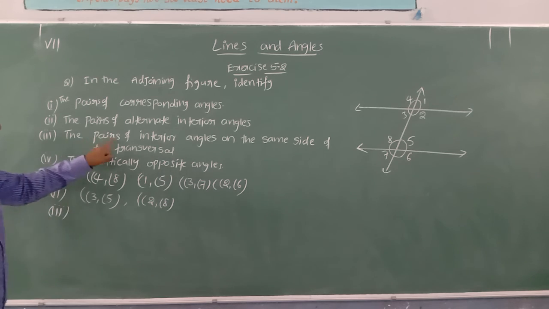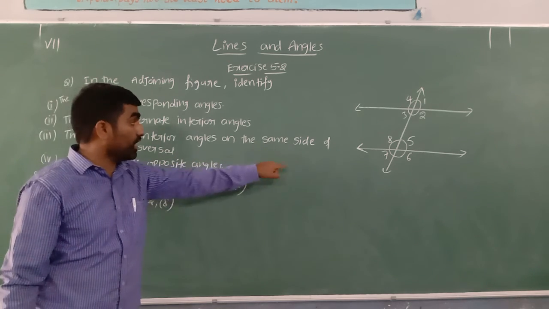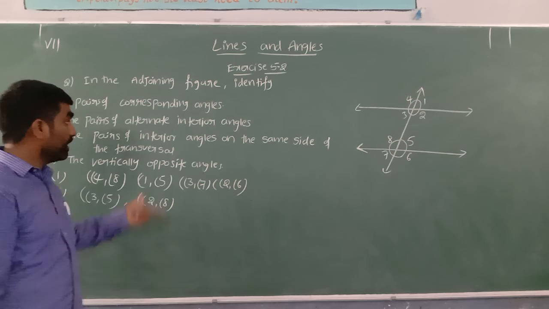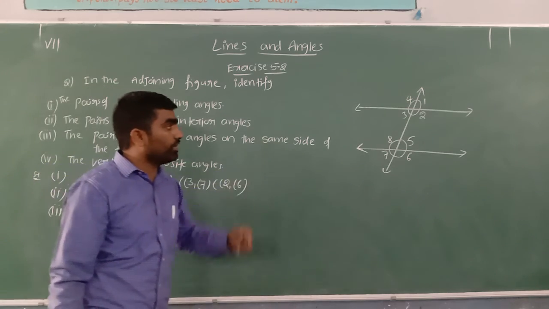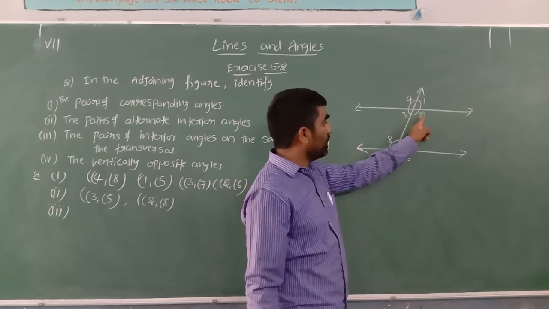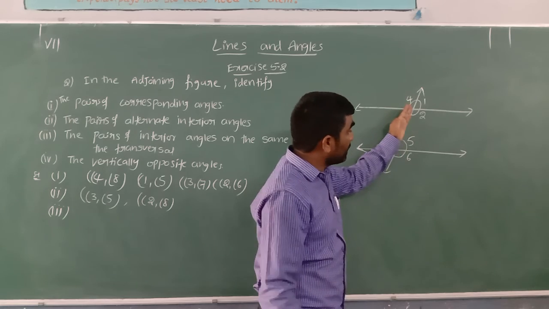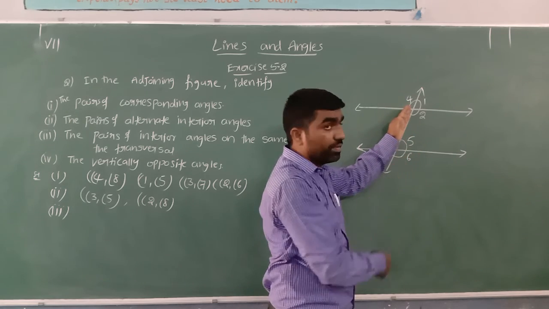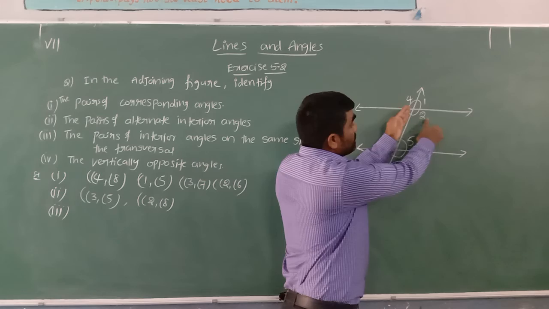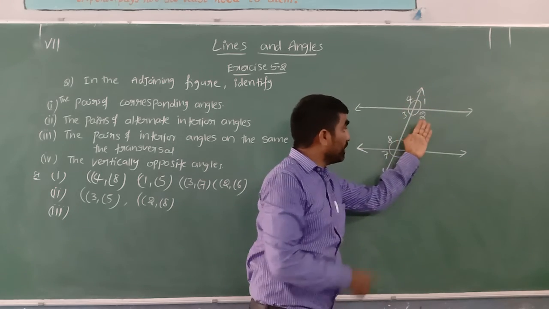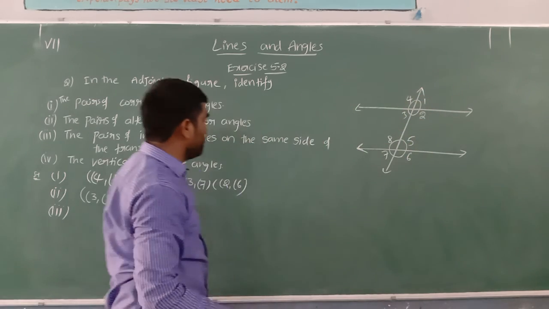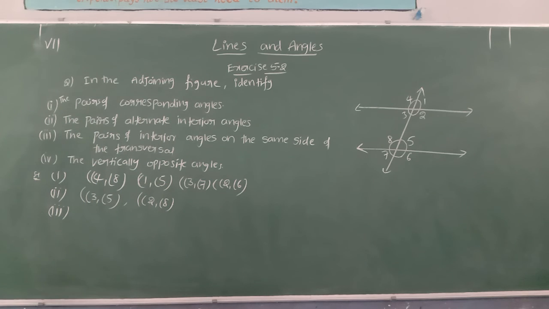The third bit, see here: the pair of interior angles on the same side of the transversal. Interior, same side of the transversal: interior angles 3, 2, 5, 8. Angle 2, angle 5 are both interior and on the same side of the transversal. Similarly 3, 8 are both interior and on the same side of the transversal.